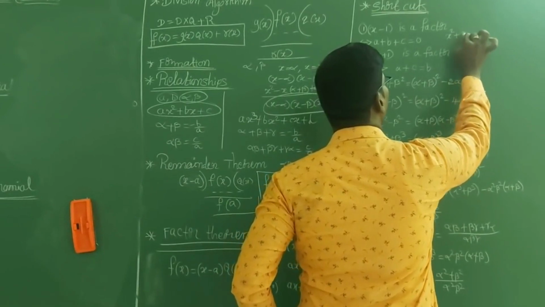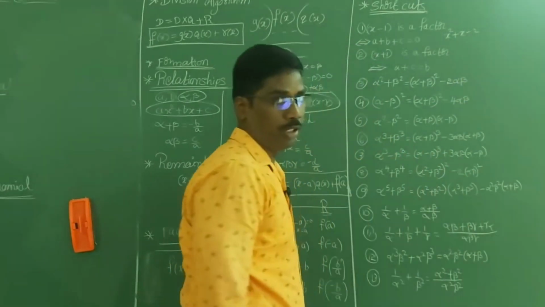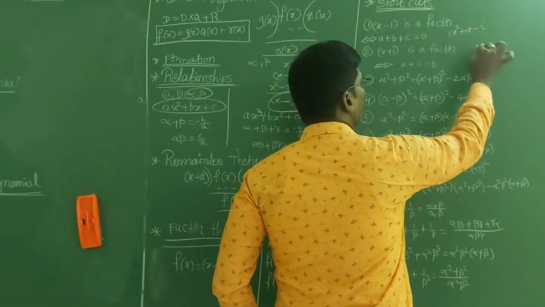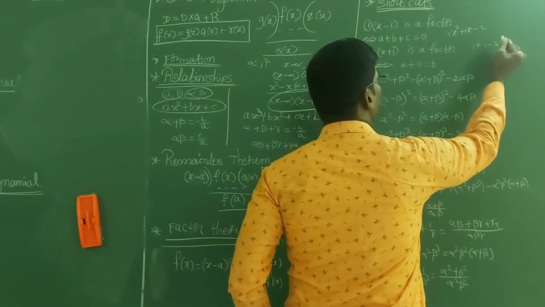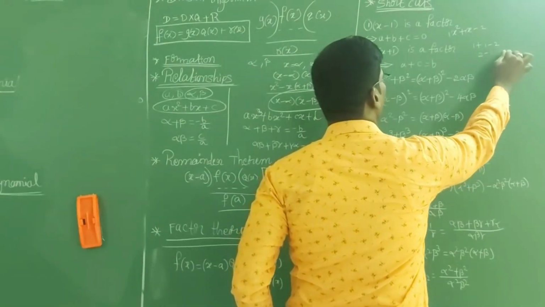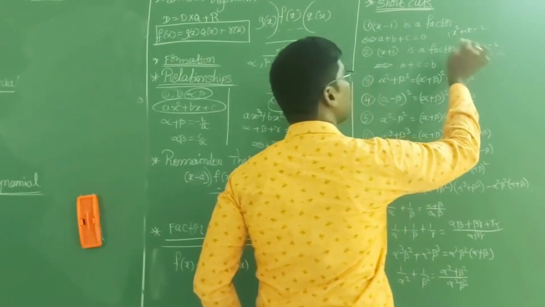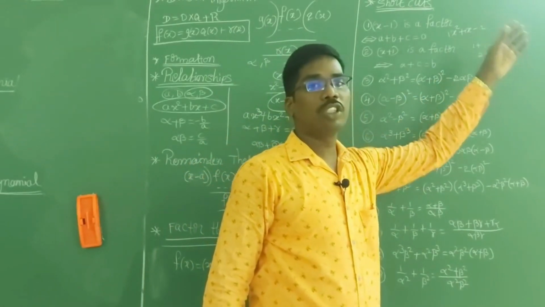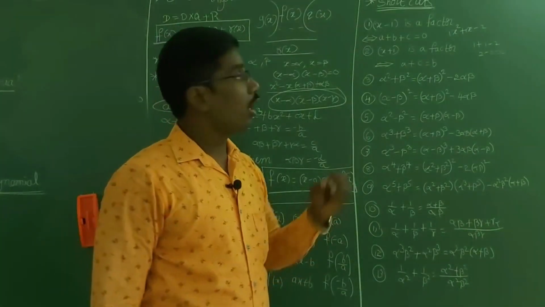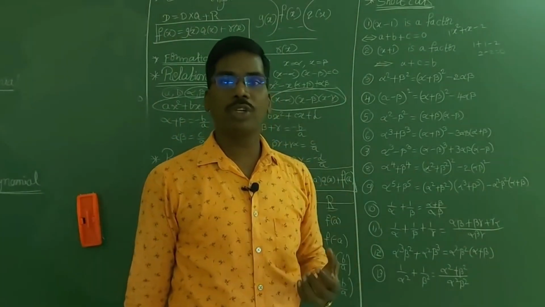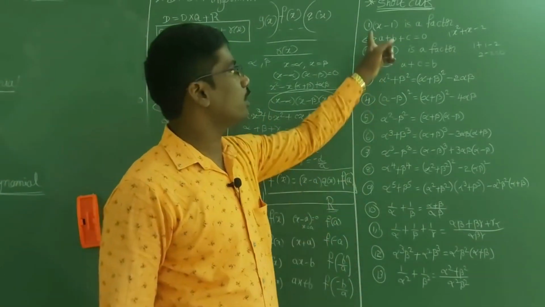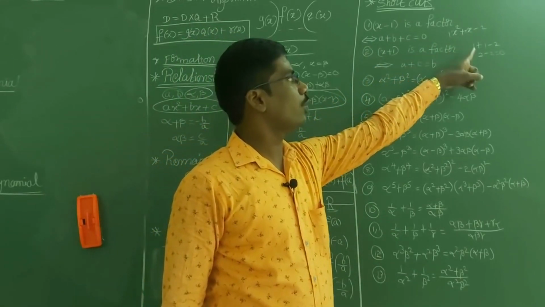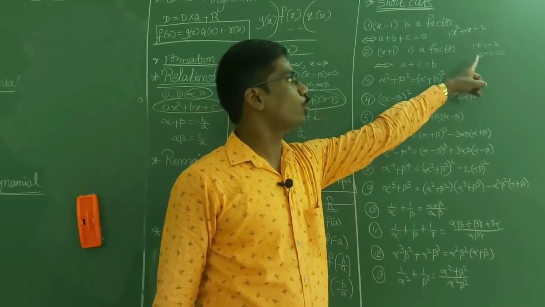x square plus x minus 2. This is a polynomial. Here what is the coefficient? 1. Here also what is the coefficient? 1. So 1 plus 1 minus 2, so 2 minus 2, 0. So 1 plus 1 minus 2 means sum of all the coefficients. This is a coefficient, this is also a coefficient, this is the constant. So if the sum of the coefficients of the polynomial is equal to 0, then x minus 1 is a factor. See, x minus 1 is equal to 0, x is equal to 1. So I am substituting: 1 square means 1, 1 into 1, minus 2, 1 plus 1 minus 2, so 2 minus 2, 0.